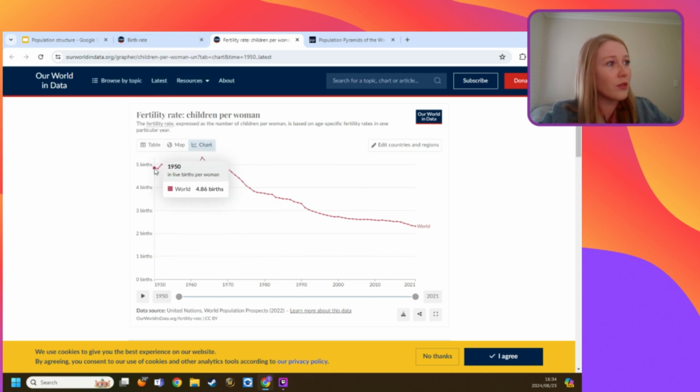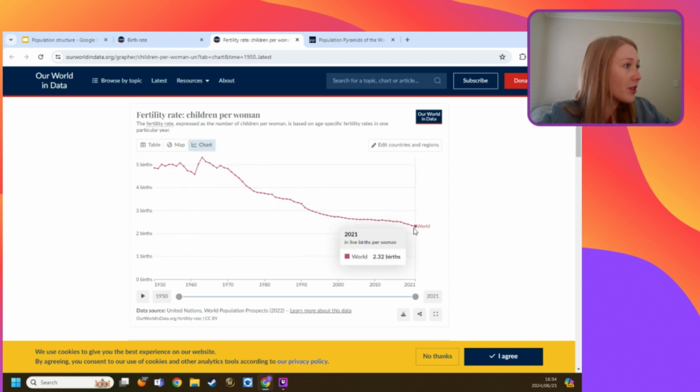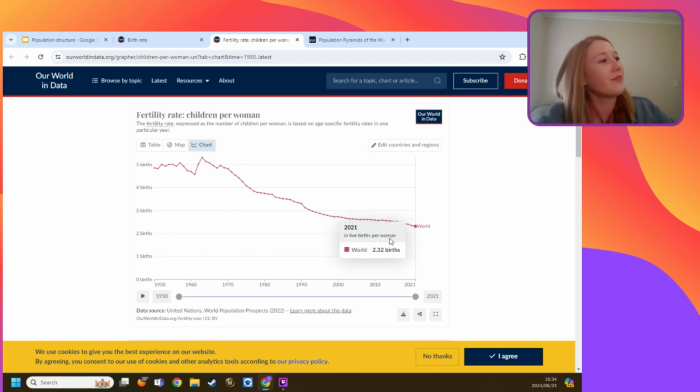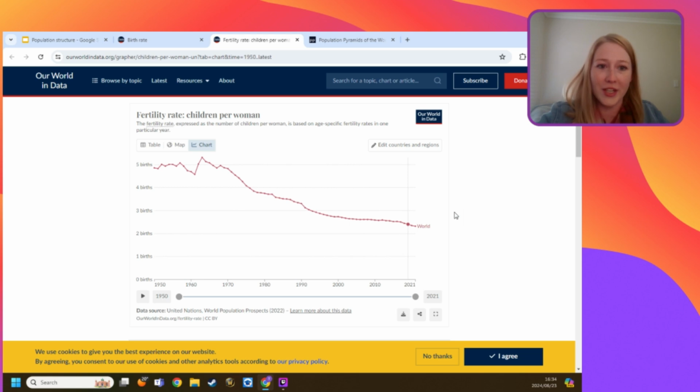So the average fertility rate was 4.8-ish births per woman, and it has dropped to 2.3. That is very close to the replacement rate. It does still mean that our population is increasing, but it's quite close to the replacement rate. A lot of studies suggest that means that the population is stabilizing. So we're reaching a plateau. But we'll get to that in a different section where we look at the demographic transition model.